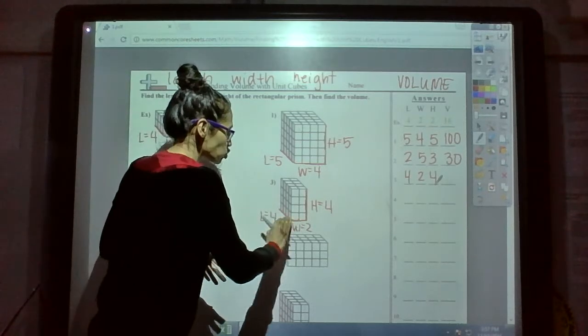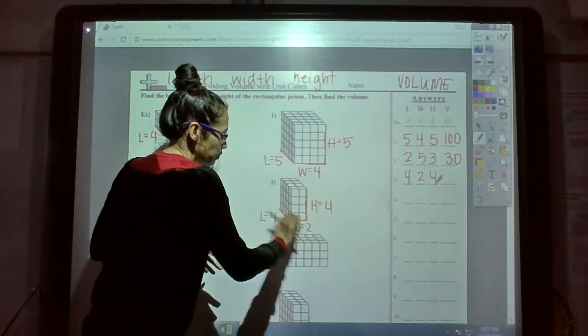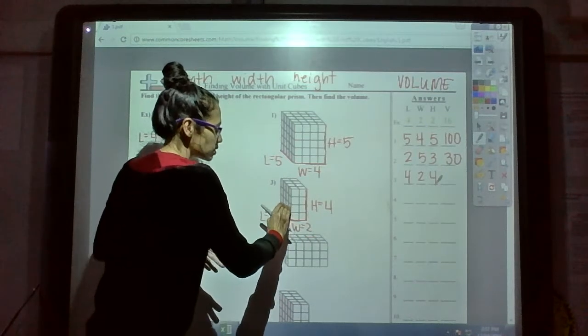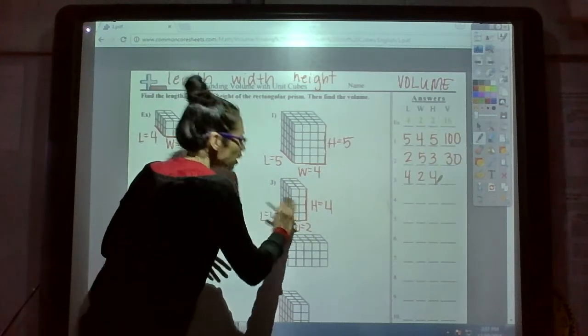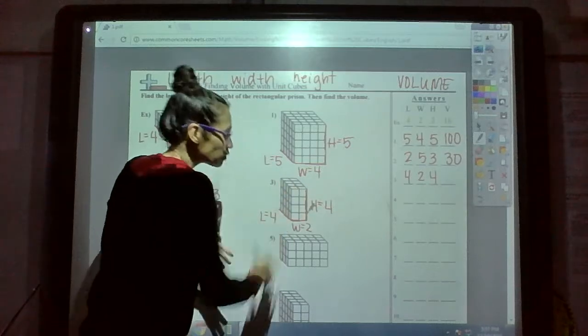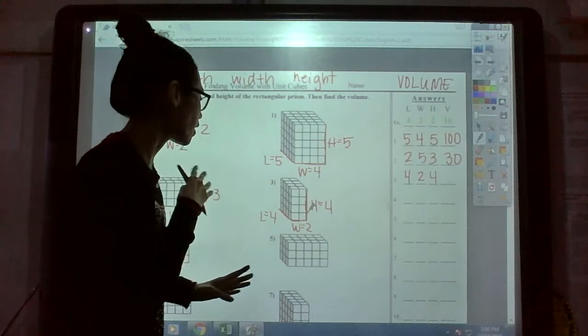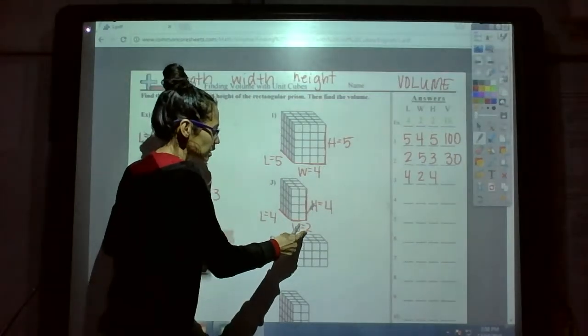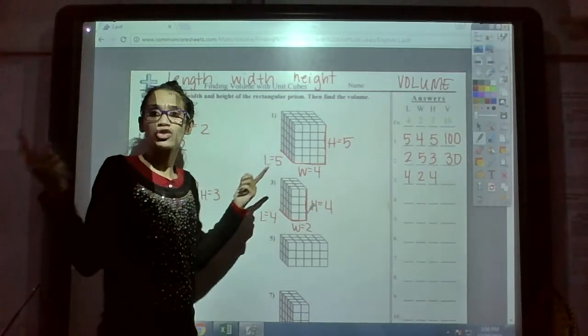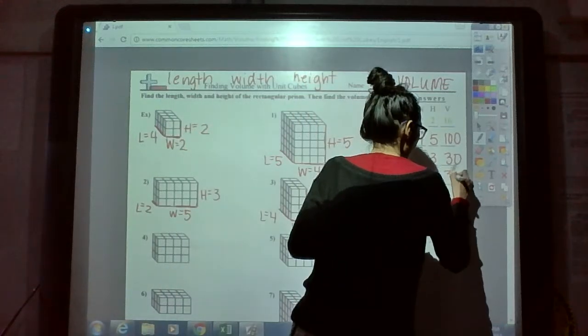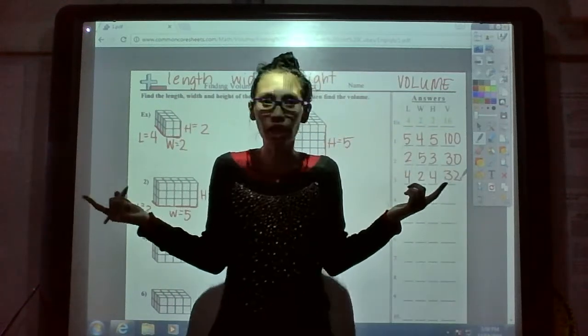So if I have 4 and 2, how many is in this bottom level? That's 8, 16, 24, 32. Or the fourth strategy, multiply the length, width, and height together. 4 times 2 is 8 times 4 is 32. Bam. All right. We are done.